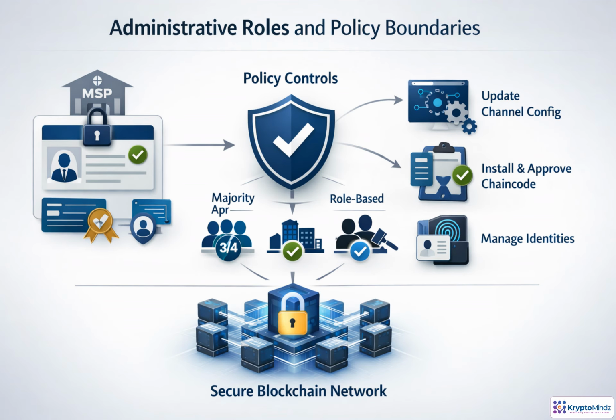Administrative authority in Fabric depends on both identity and policy. An admin certificate proves who the actor is, but policy decides whether that actor may perform a specific action. For example, updating channel configuration may require approval from a majority of organizations, while chaincode approval may require designated organization admins. This separation prevents a single credential from becoming unlimited power and gives enterprises clear, auditable control over sensitive operations.